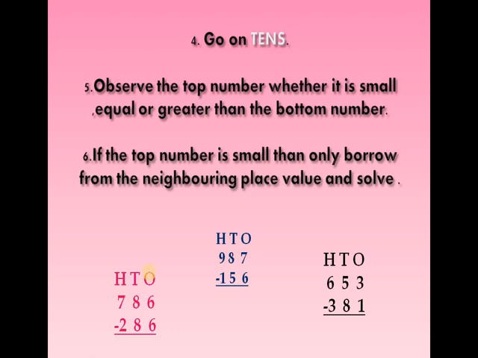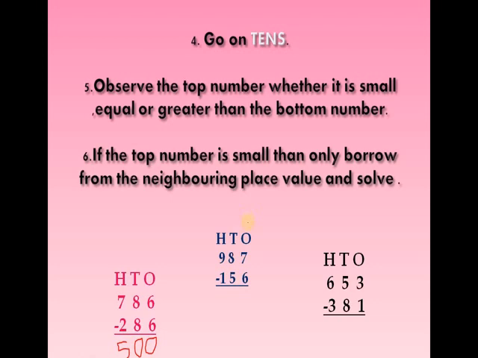Here, starting always from ones. So 6 minus 6, they are equal, so we can do it. 6 minus 6 is 0. Go on to tens, so we have reached on tens. So 8 minus 8, they are also equal, so our answer here is also 0. After tens, we have to move on to hundreds. In hundreds place value, it's 7 minus 2. The top number is greater, so we can subtract, no need. So your answer here is 500.